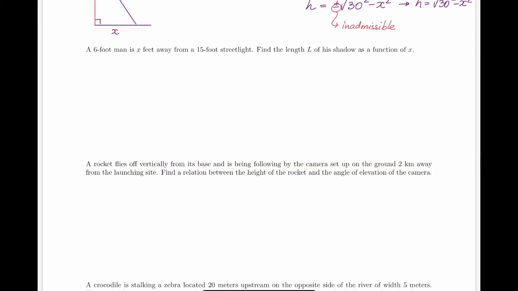Again, all of these are very standard calculus problems. A 6-foot tall man is x feet away from a 15-foot streetlight. Find the length L of his shadow as a function of x.